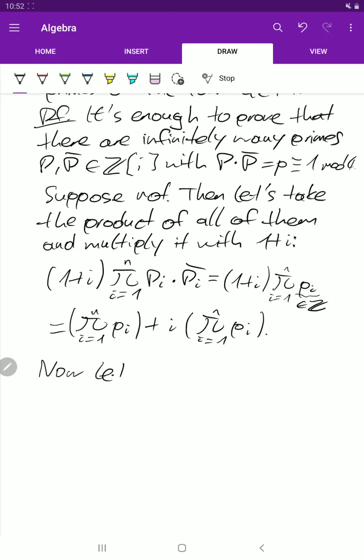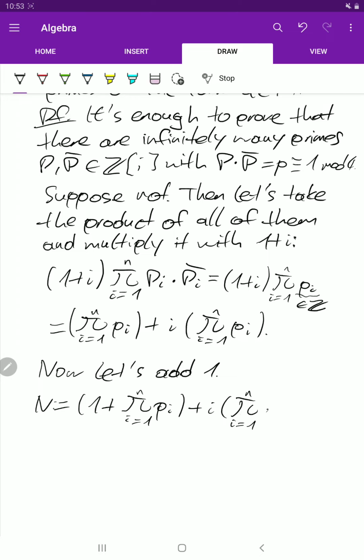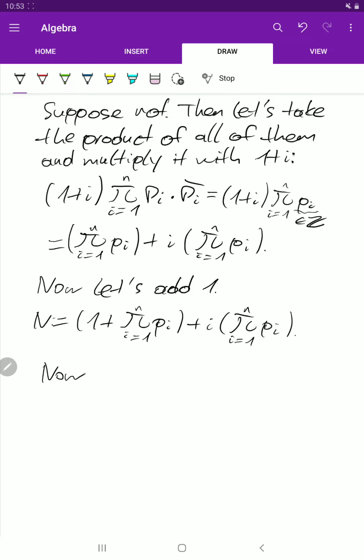Next, we add 1. So that's similar to the classical proof. Let's call this number n. And this is just 1 plus this product in the real part, and as the imaginary part, just the product. Now we can easily see, as in the classical proof, that 1 plus i, P1, P1 bar, and so on up to Pn, Pn bar don't divide n.